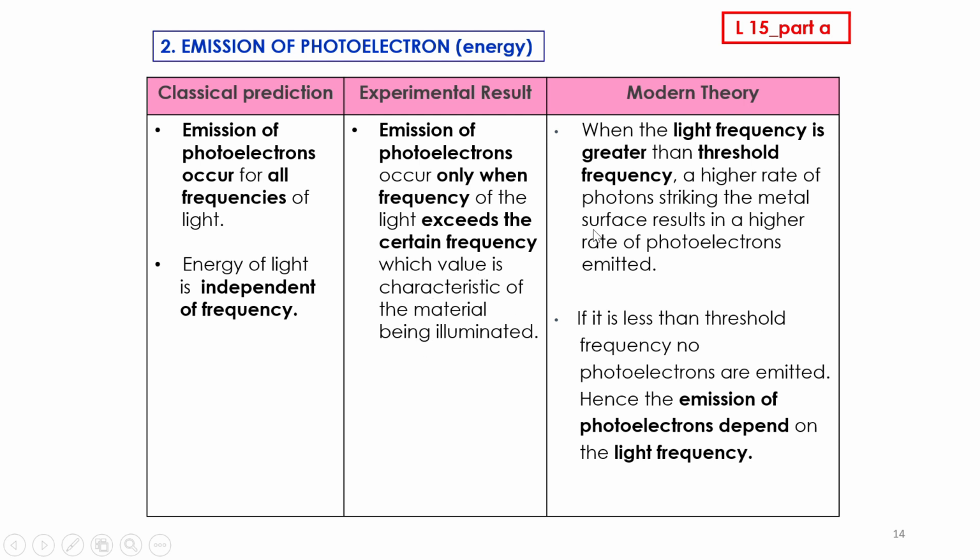So in the modern theory, when the light frequency is greater than the threshold frequency, a higher rate of photons striking the metal surface results in a higher rate of photoelectrons emitted. If it is less than the threshold frequency, no photoelectrons are emitted. Hence, the emission of photoelectrons depends on the light frequency.